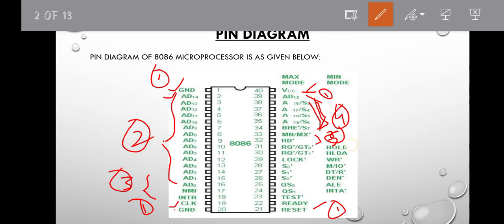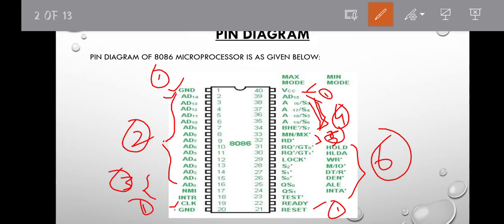And then the sixth step is we have to remember pins 24 to 31. Here pins 24 to 31 are minimum or maximum mode pins. Here, for the minimum or maximum pins, first we have to keep in mind these 8 pins. We have 8 minimum and maximum mode pins. Pin 31 is RQ bar/GT0 bar and hold. First we learn the maximum mode pins on the left side, and after that the minimum mode pins.